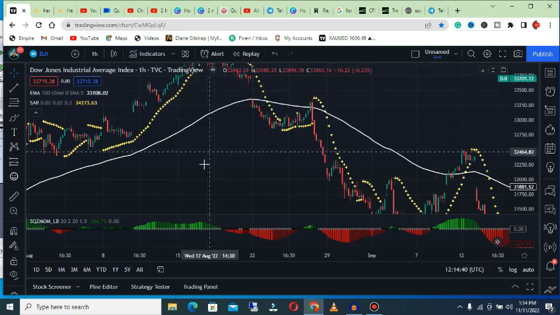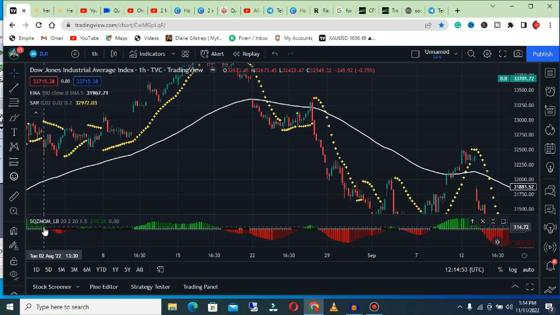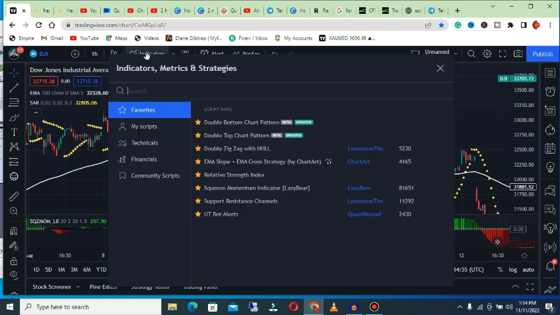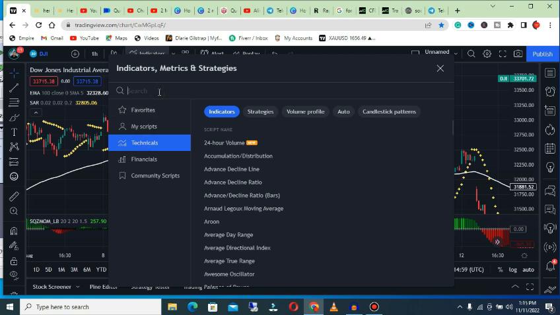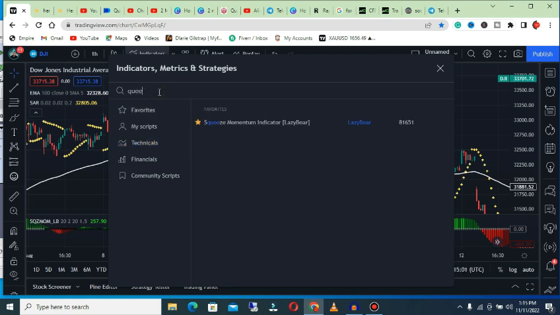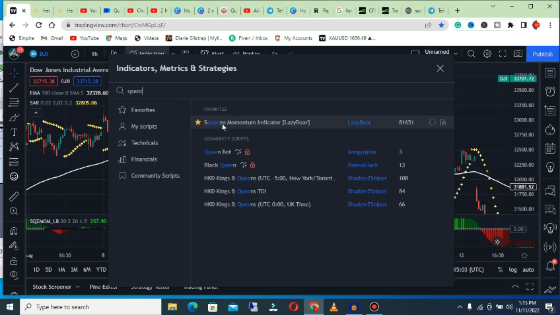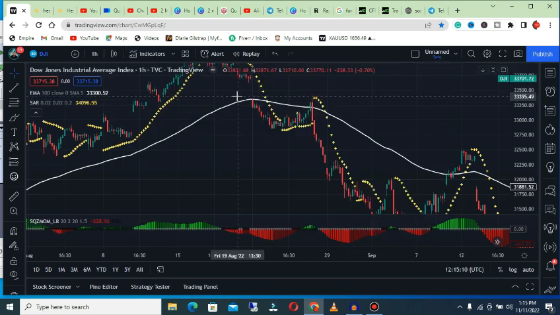The third indicator we are using is called the squeeze momentum indicator. All right, and you can find it right here as well. If you just type squeeze, you're going to find it right here, this squeeze momentum indicator by Lazy Bear. So this is the particular one we're using. All right, so those are the three indicators we're using.